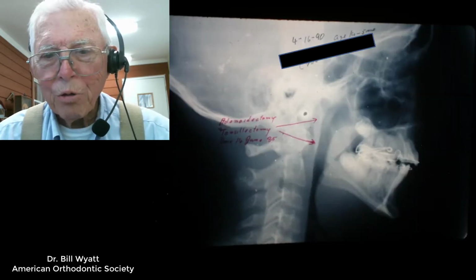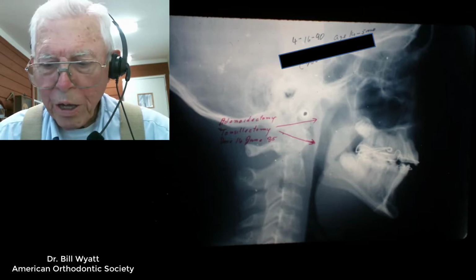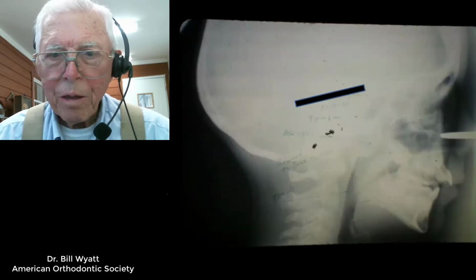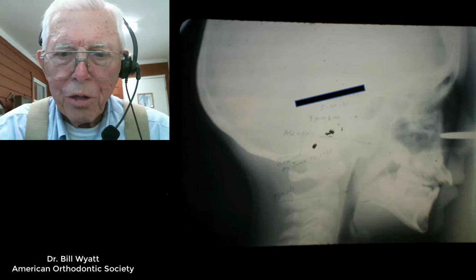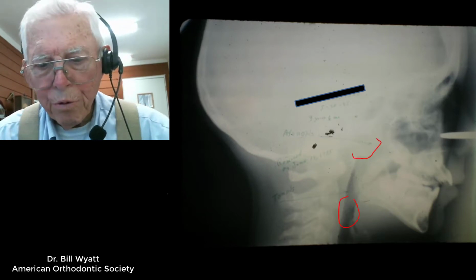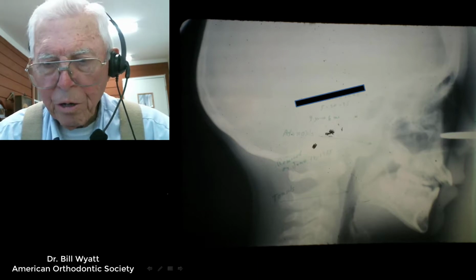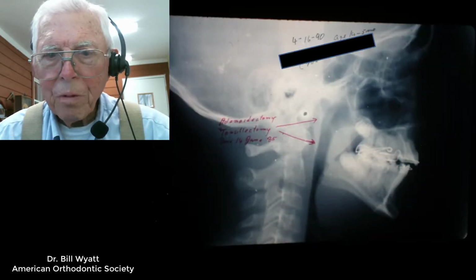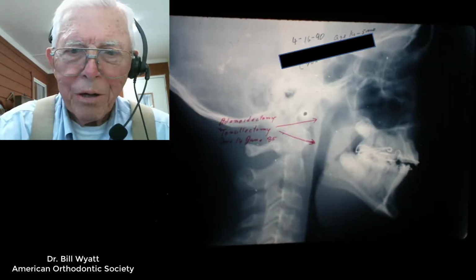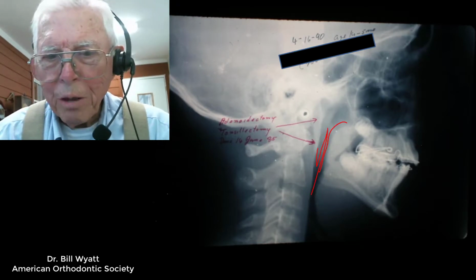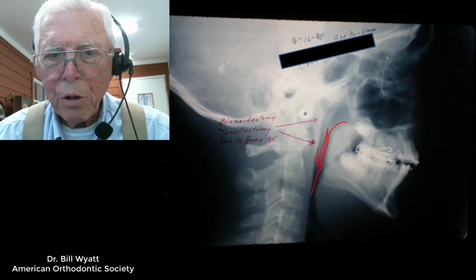Now, I'm going to run through these x-rays pretty quickly. We had the adenoid tissue, and I think the tonsils down here, removed up here, and you can see it's gone now, and now the airway is good. So we could train him to breathe through his nose now.